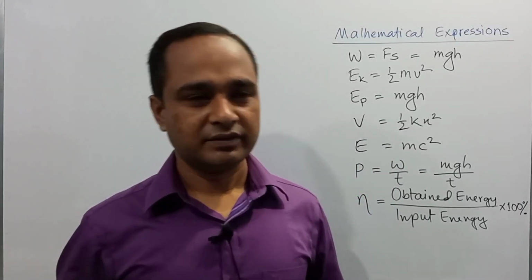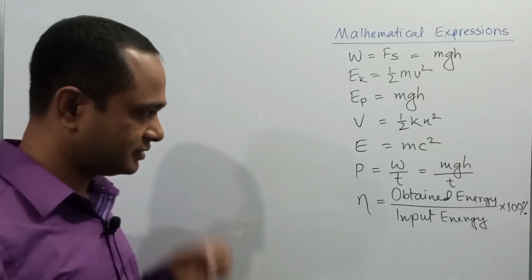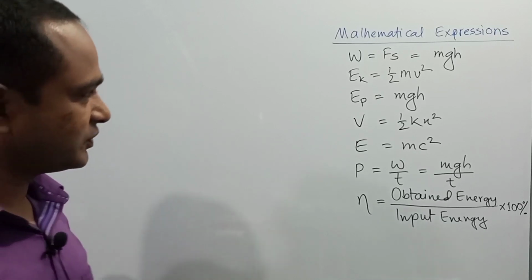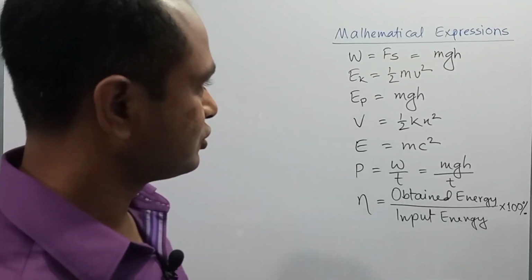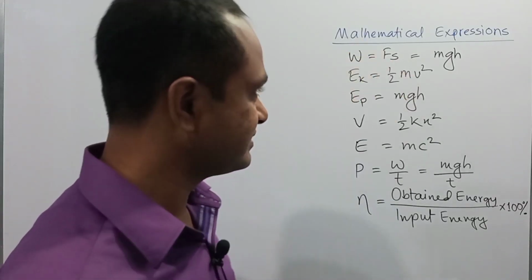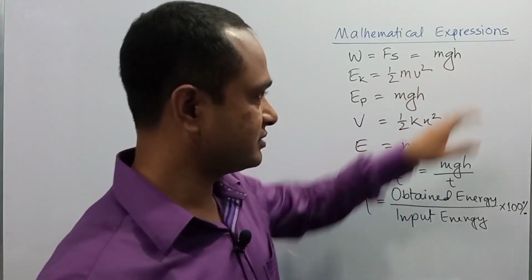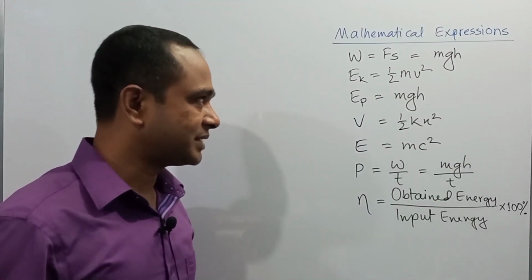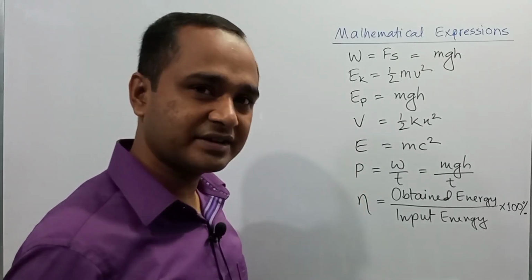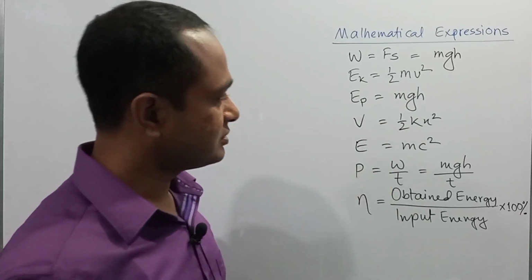Dear student, first we need to know the mathematical expressions to solve mathematical problems in this chapter, and the necessary expressions are W is equal to Fs or mgh. Here W is work, F is applied force, S is displacement, or W can be expressed as mgh. Here m is mass, g is acceleration due to gravity, and h is the vertical displacement or height. Ek is equal to half mv square. Here Ek is kinetic energy, m is mass and v is the velocity. Ep is equal to mgh.